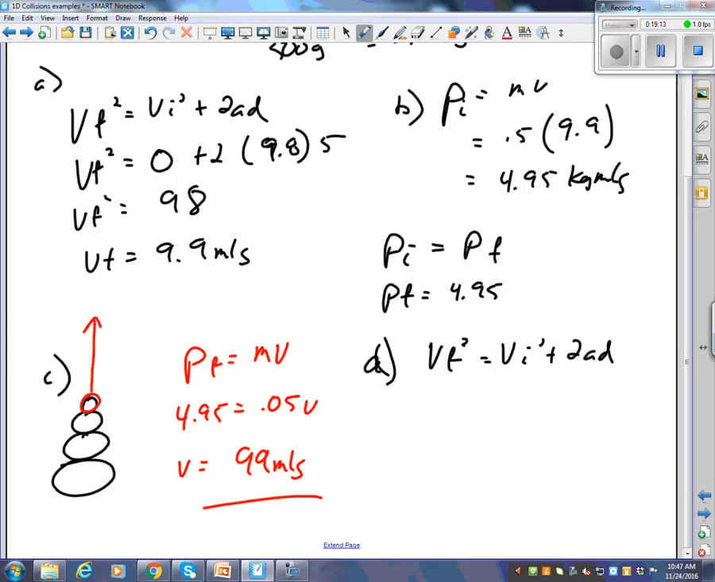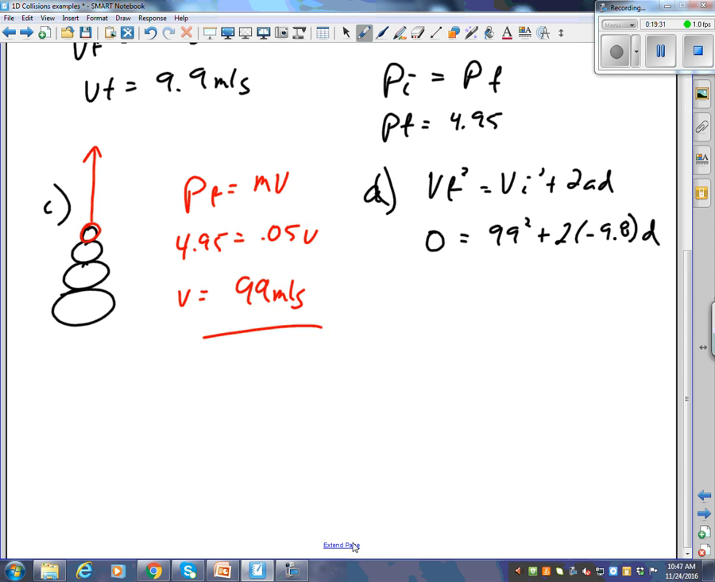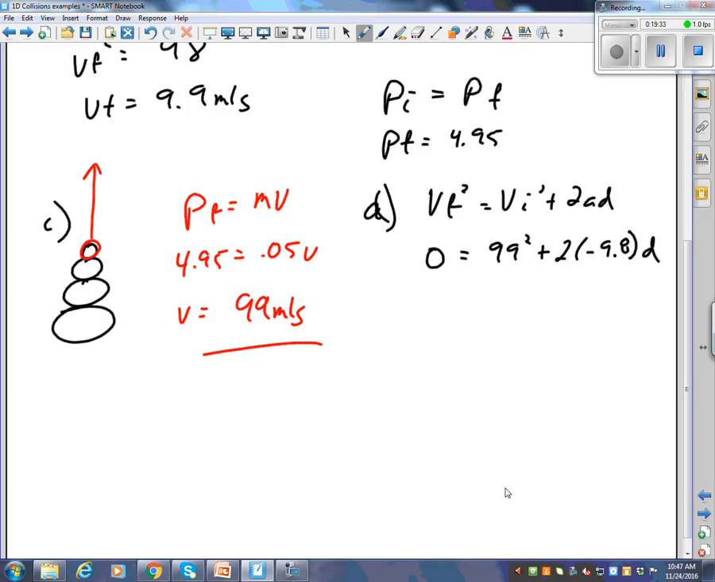So what's the final velocity when it gets to the top of the red ball? 0. The initial velocity is, yeah. Now here my acceleration is minus 9.8 and we're solving for D. Why? Oh, does it shoot it up? Yeah, I thought we were dropping it. We did. We dropped it and then it shoots it up. It bounces. I'll show you.